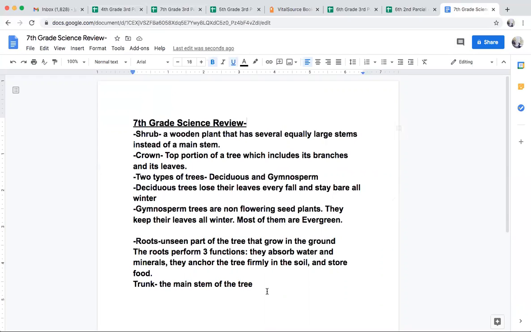All right. And covering the trunk is the bark, all right? Bark is the rough outer covering of the tree. All right, the rough outer covering of the tree.